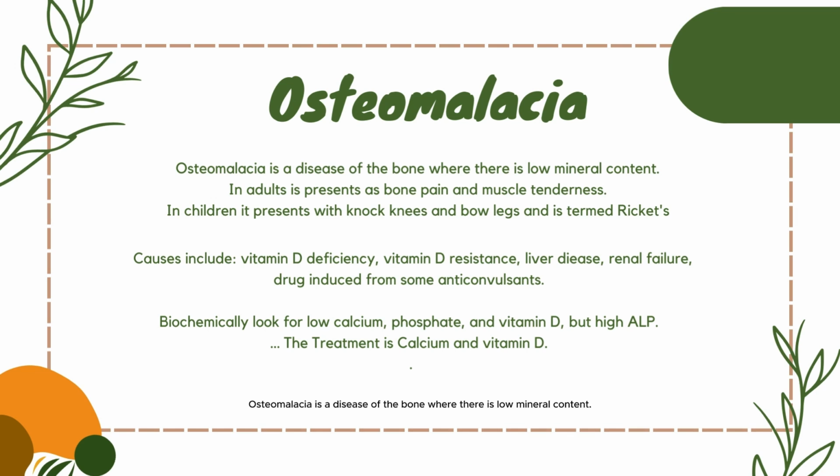Osteomalacia is a disease of the bone where there is low mineral content. In adults, it presents as bone pain and muscle tenderness. In children, it presents with knock knees and bow legs and is termed rickets. Causes include vitamin D deficiency, vitamin D resistance, liver disease. Look for low calcium, phosphate, and vitamin D, but high ALP. The treatment is calcium and vitamin D.